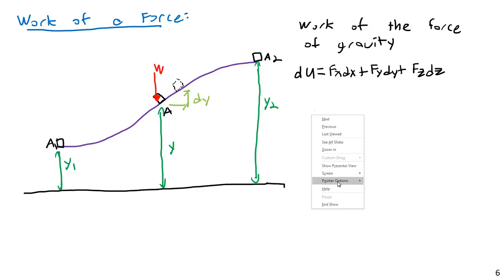Now, look at what happens here. This is something really cool. So Fx dx plus Fy dy plus Fz dz. Looking at this here, do you see any forces in the x direction? If I define x as this way, do you see any forces in the x direction? I don't. So because this is going to be 0, this whole term goes away.